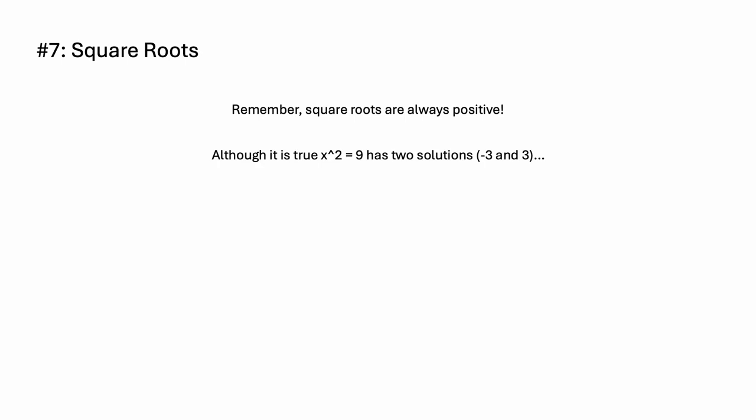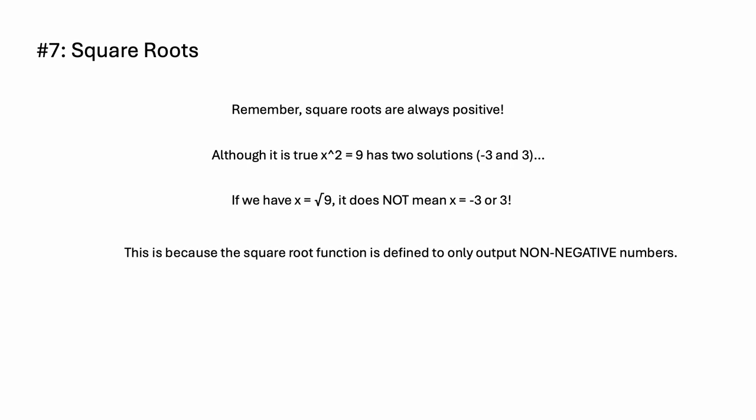Mistake number 7 involves square roots. Remember, square roots are always positive. Although it's true that x squared equals 9 has two solutions, namely negative 3 and positive 3, if we have x equals square root of 9, it does not mean x equals both negative 3 and 3. This is because square roots are defined to only output positive numbers, and in our example, square root of 9 is 3, not negative 3. This is a problem that even shows up in advanced classes such as calculus.